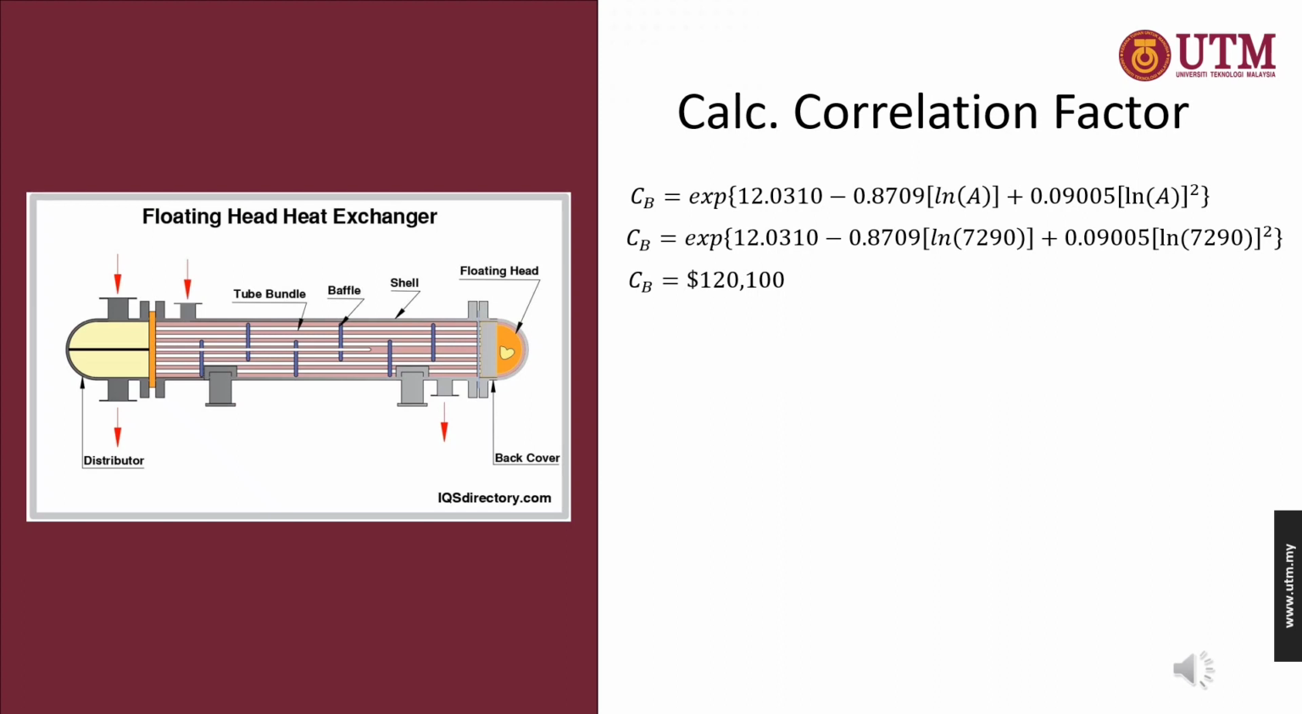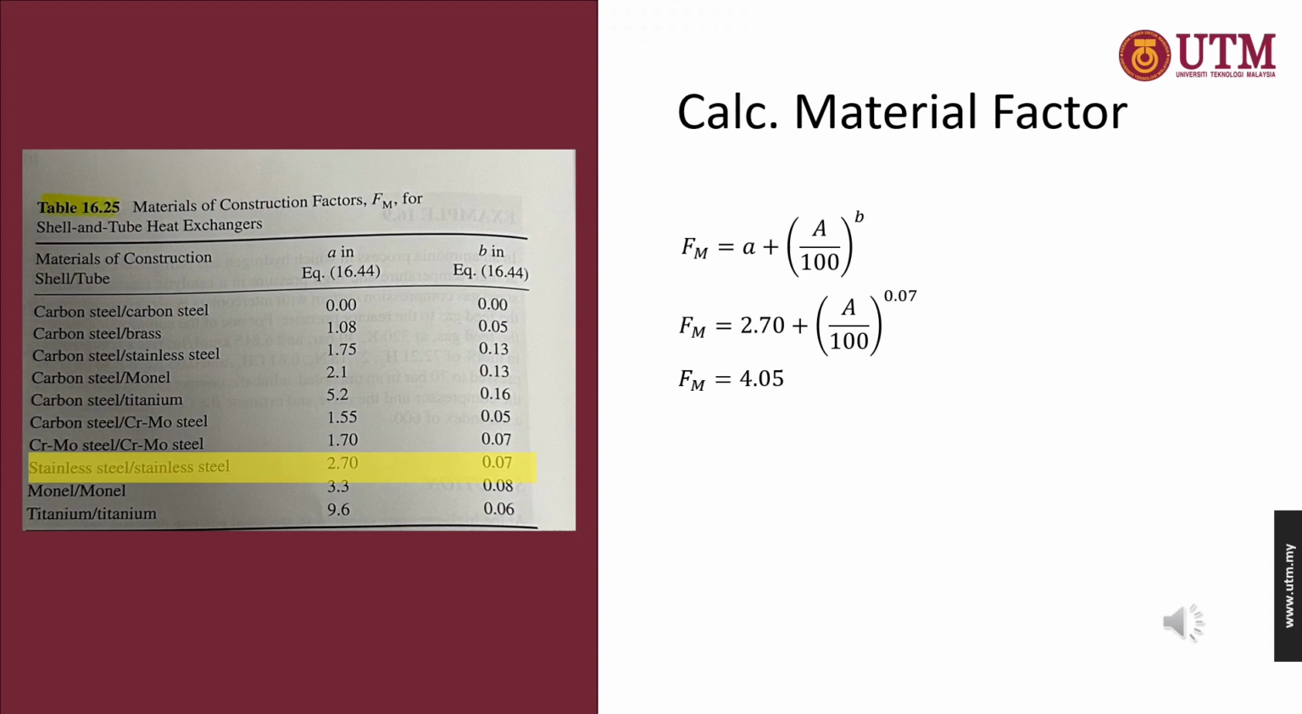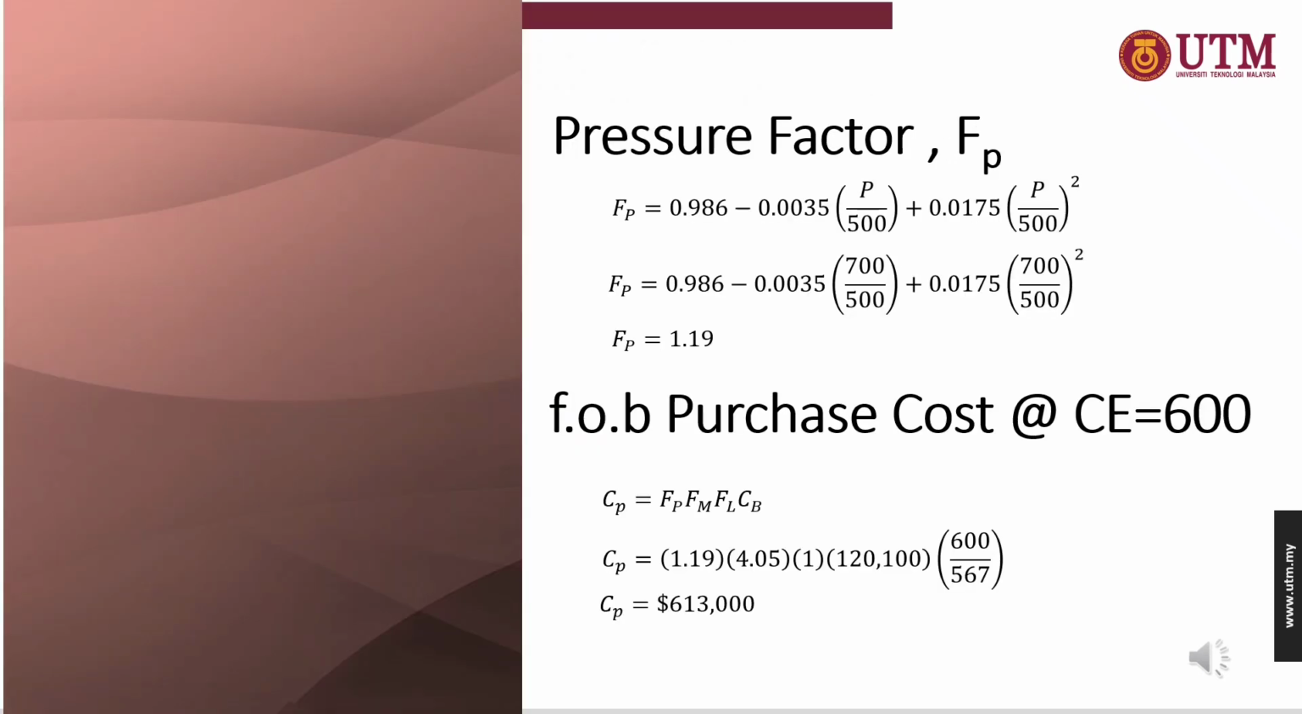To calculate material factor, we need to refer to Table 16.25, material of construction factor FM for shell and tube heat exchanger. Since stainless steel is selected, the values for A and B must be referred to in the table, and the answer for FM is 4.05. The pressure factor FP can be calculated by using the formula, and the answer for FP is 1.19. Meanwhile, the FOB purchase cost at CE 600 can also be calculated by using the formula, and the answer is $630,000.